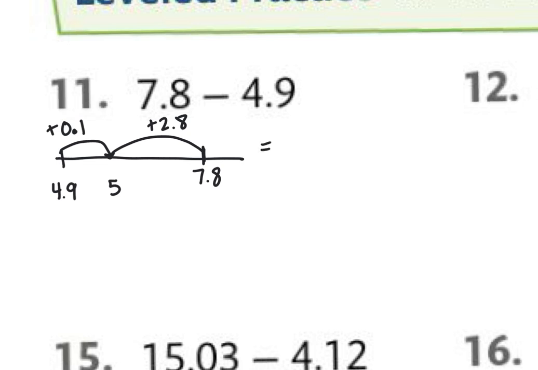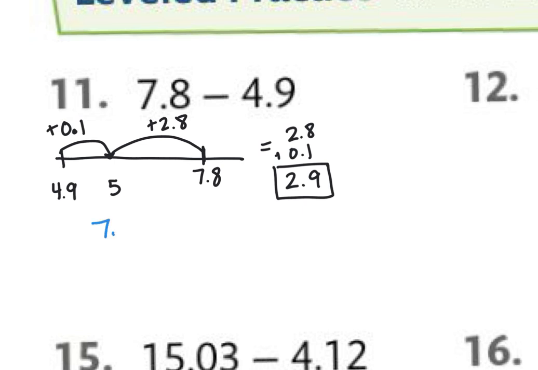Now what I need to do is add 2 and 8 tenths to 1/10. And I get 2 and 9 tenths. And that is our answer for this one. Okay. The other way to do it is to do partial differences. So I'm going to show you in blue how to do partial differences.